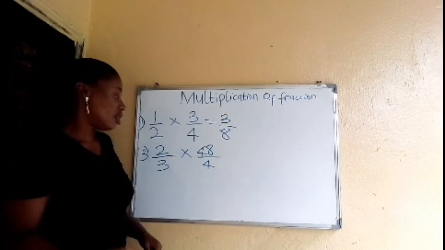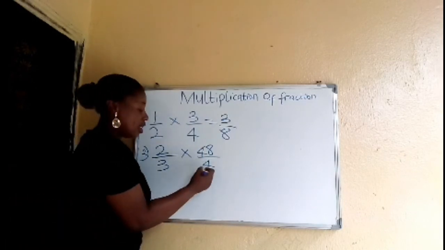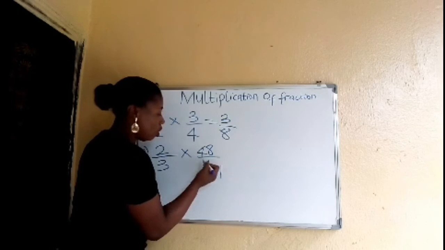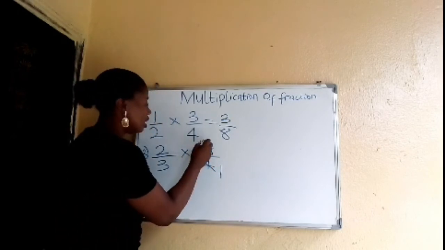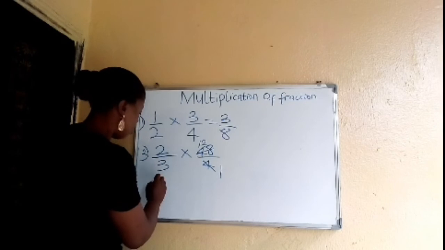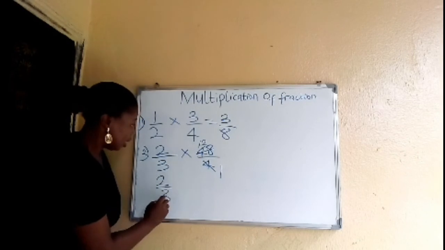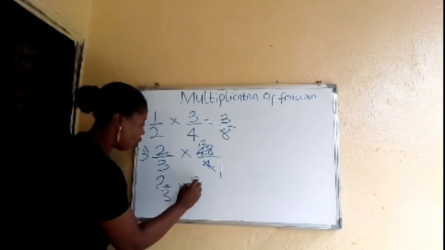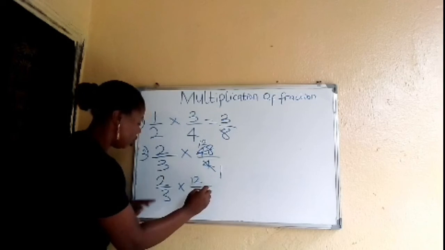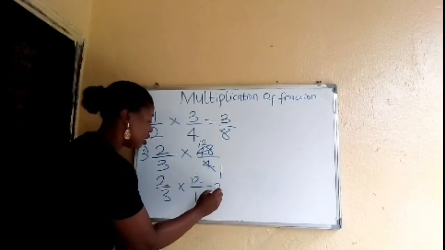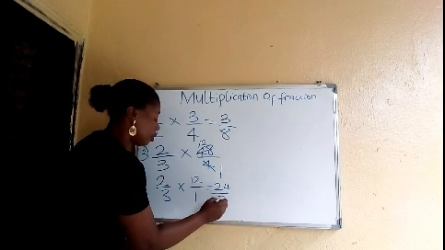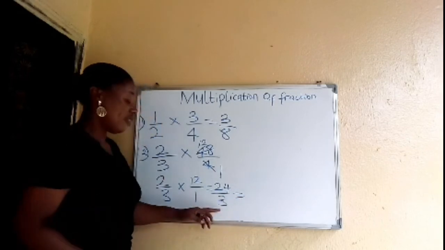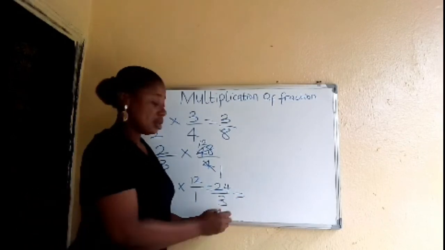But now let us divide. I'm going to divide this. So 4 divided by 4 is 1, and 48 divided by 4 is 12. So you have 2 over 3 times 12 over 1. 2 times 12 is 24. 3 times 1 is 3. So 24 divided by 3 is 8.